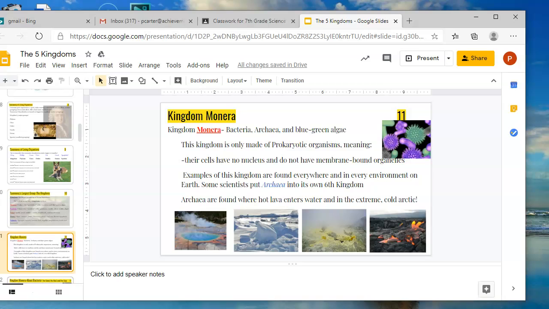Kingdom Monera: bacteria, archaea, and blue-green algae. This kingdom is only made of prokaryotic organisms, meaning their cells have no nucleus and do not have membrane-bound organelles. Examples of this kingdom are found everywhere and in every environment on Earth. Some scientists put archaea into its own 6th kingdom. Archaea are found where hot lava enters water and in the extreme cold Arctic.